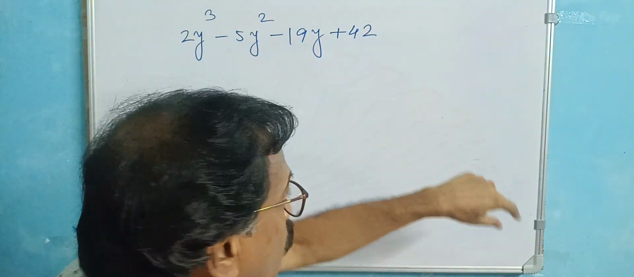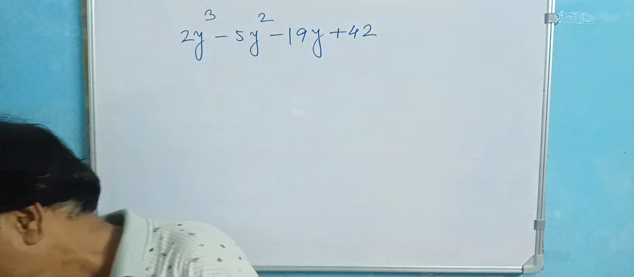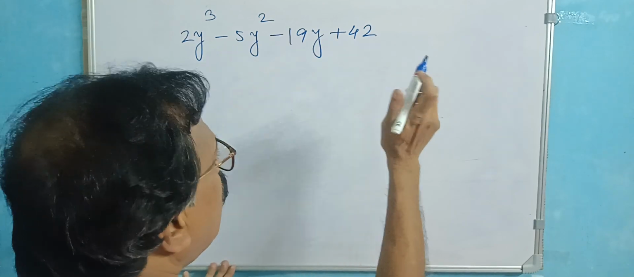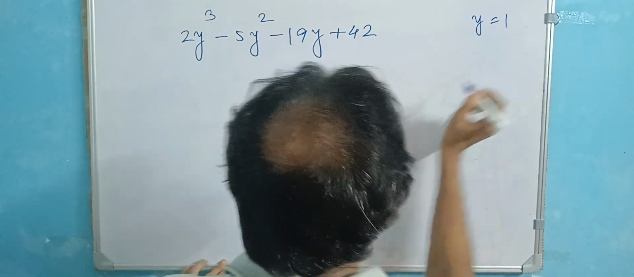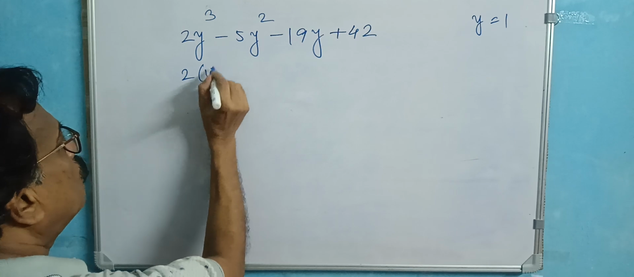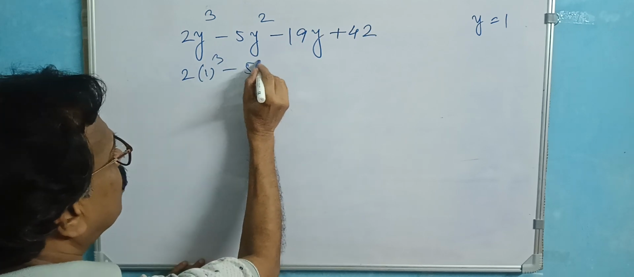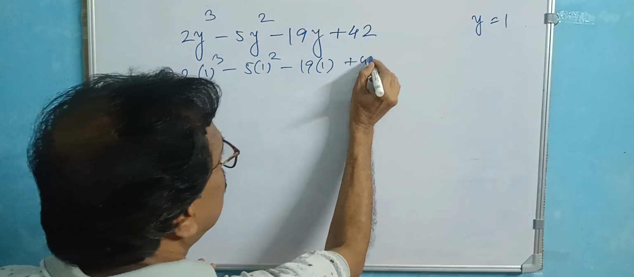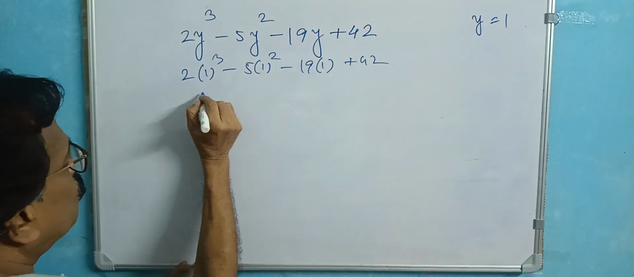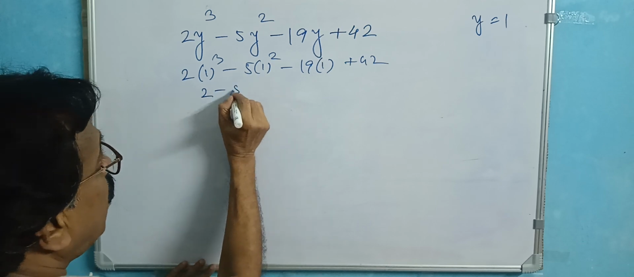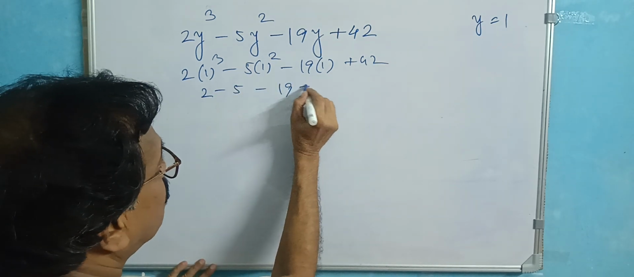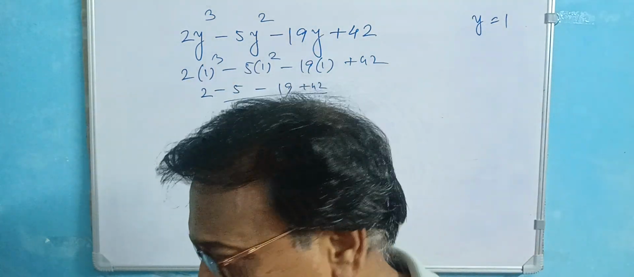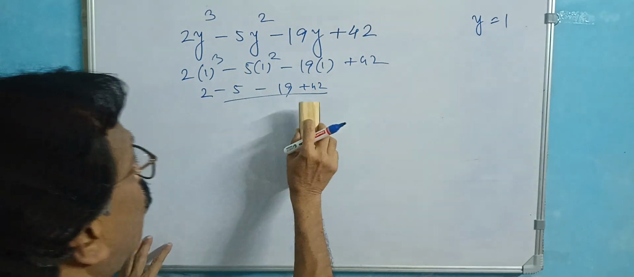Put the value of y is 1. Put the value of y is minus 1. Put the value is 2. If possible, put the value 1. Suppose you put y is equal to 1. Put it. So 2y cube, 1 square. This is 19, 140. It cannot be 0. Because this is 2 ultimately. This is minus 5. This is minus 19 plus 40. It cannot be 0. So you cannot take it.